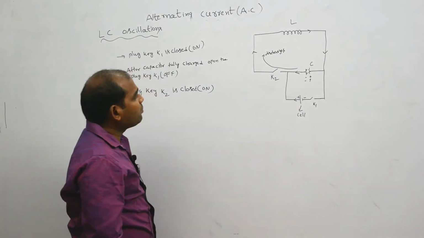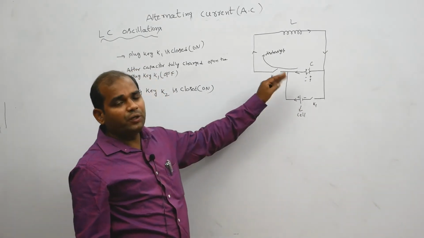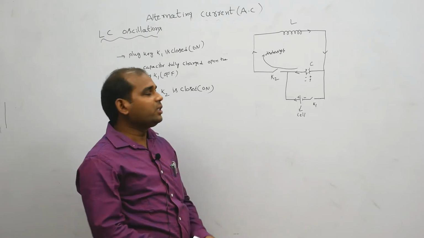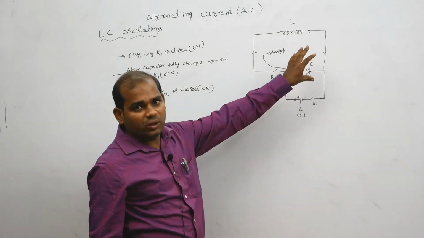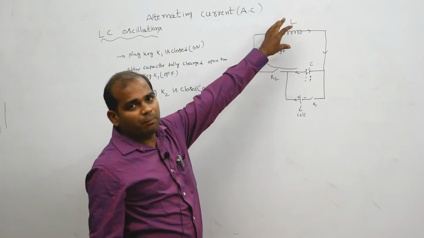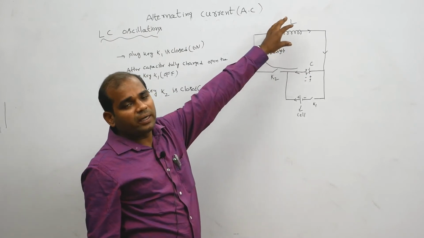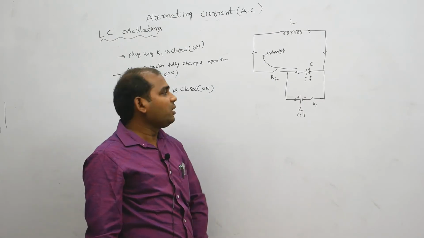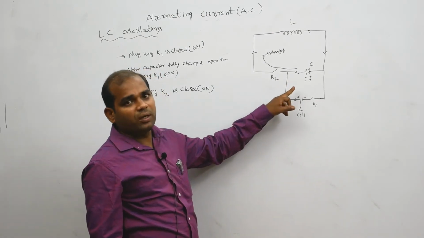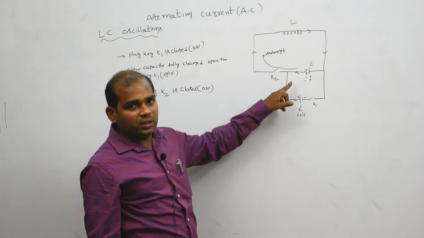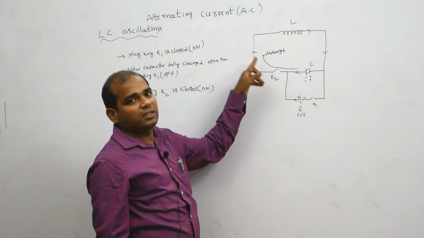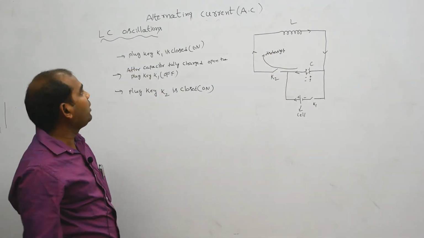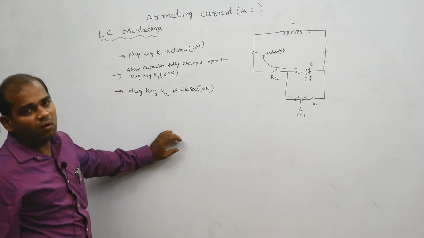This process will continue further and further. The electrostatic energy stored in this capacitor gets converted into magnetic energy in the inductor, and this magnetic energy stored in the inductor gets converted back into electrostatic potential energy. If this process happens continuously, with no energy losses in this circuit, it produces LC oscillations.